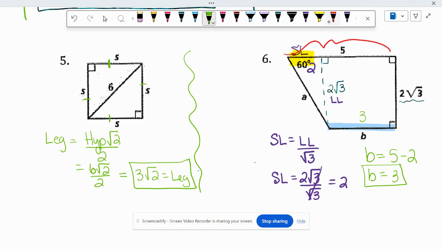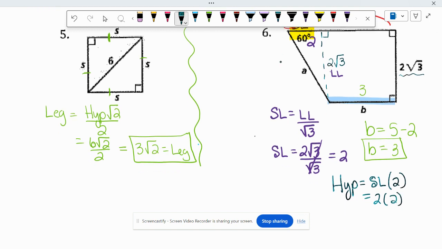All we need to do now is find A. How are we going to do that? That's my hypotenuse. Well, on a 30, 60, 90, my hypotenuse equals. Say it again, Tyler. Isn't it short leg times what? Hypotenuse, 30, 60, 90. Short leg times 2. So my hypotenuse is 2 times 2, which equals what? 4. Your hypotenuse equals 4.